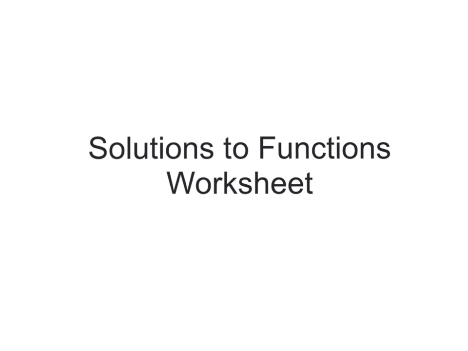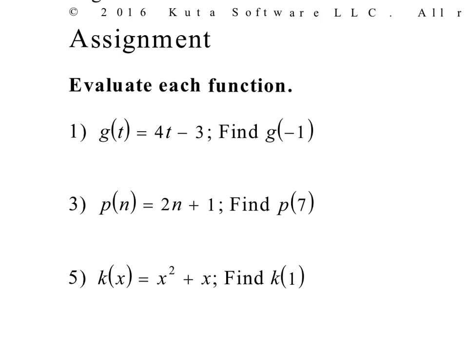So these are all of the solutions to the problems on the functions worksheet. So we're starting off just evaluating a few functions. For number 1, we're given that g of t is equal to 4t minus 3. This is a linear function because t is just being raised to the first power. And all we do is substitute.